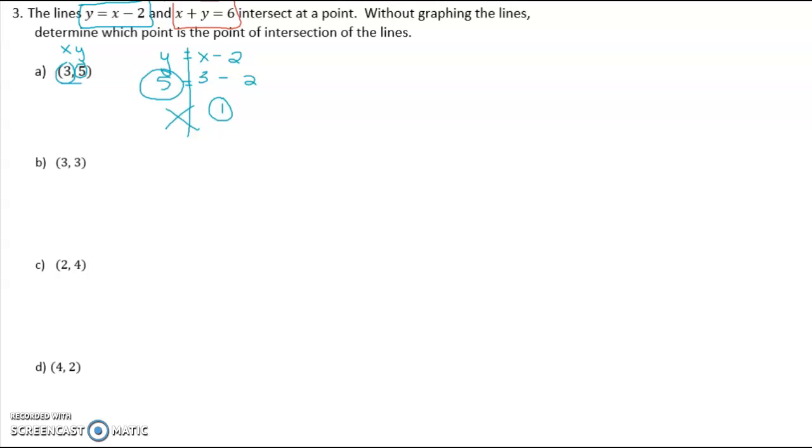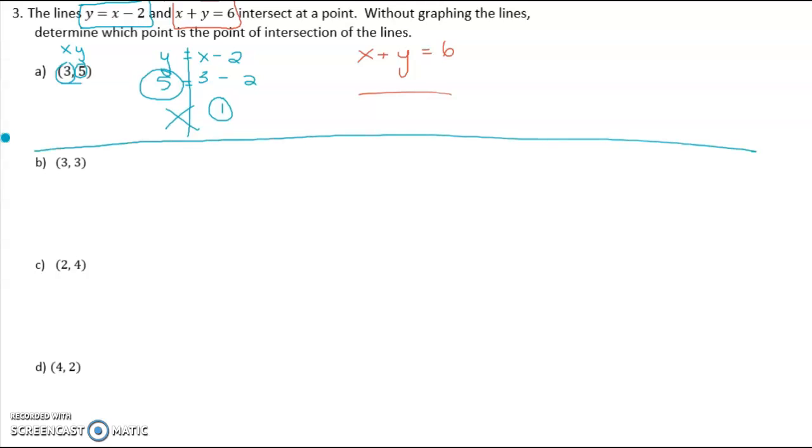Let's try the second one. We have x plus y equals 6. Well, we already know that because the first one didn't work, it's not going to work for the second one, so we don't have to check it. Okay, so let's do the next one. Draw a line here. Okay, so y equals x minus 2. Okay, I'll just draw a line down here. Okay, so x and y are both 3.